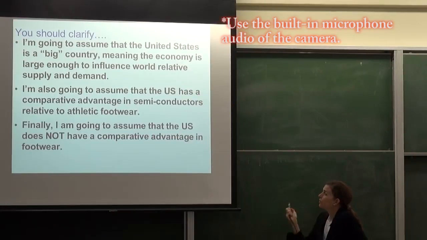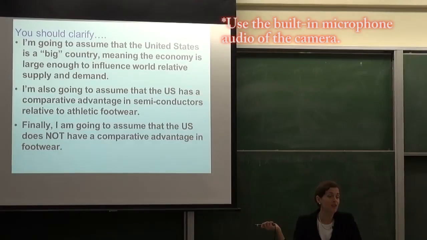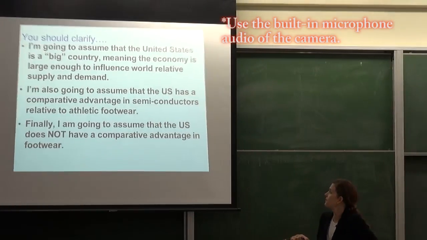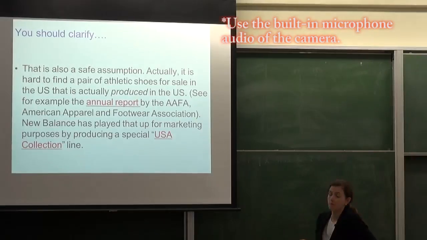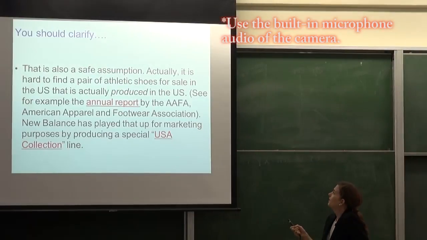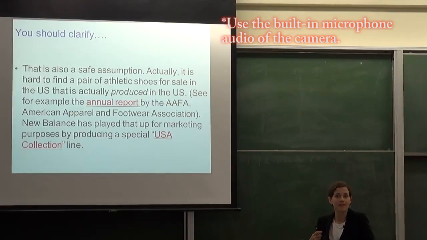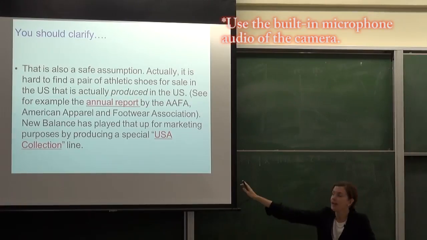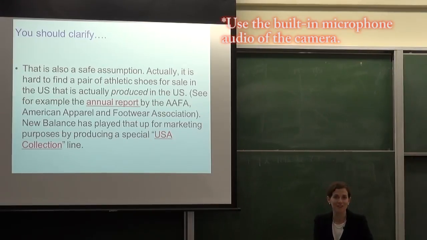Finally, we're going to assume that the U.S. does not have a comparative advantage in producing footwear, but rather in semiconductors. This is also a safe assumption. In fact, it's very hard to go out shopping and find a pair of athletic shoes that were actually produced in the U.S. I think it was Yusuke who mentioned this in our last case for Saucony. He said they should make a special line as made in the USA. In fact, New Balance did that. They made a USA collection produced by those 1,300 workers in Brighton. But basically, it's pretty hard to find a pair of shoes that were made in the U.S. So all those assumptions were correct.